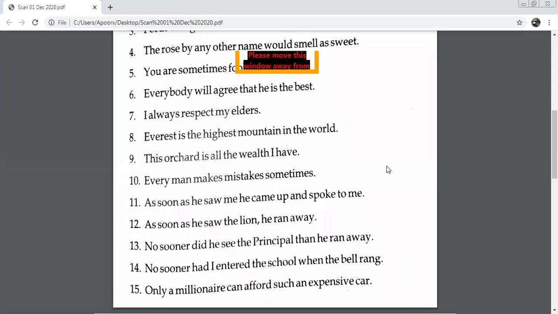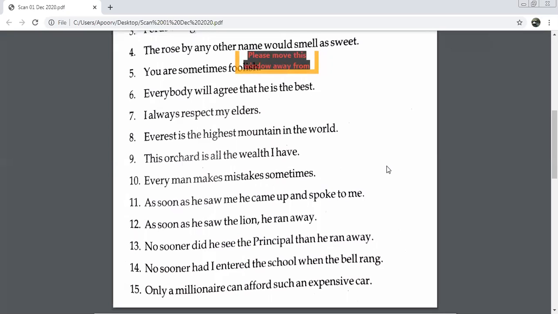Tell me the 9th one. This orchard is all the wealth I have. Ma'am, can you tell? This orchard is not all the wealth I have. No, but then we've changed the meaning now. You don't have to change the meaning, my child. That is why I'm saying. See, you've changed the meaning. This orchard is all the wealth I have.